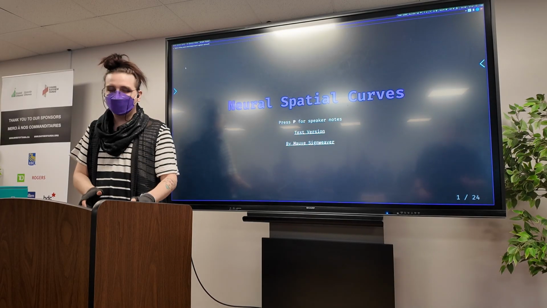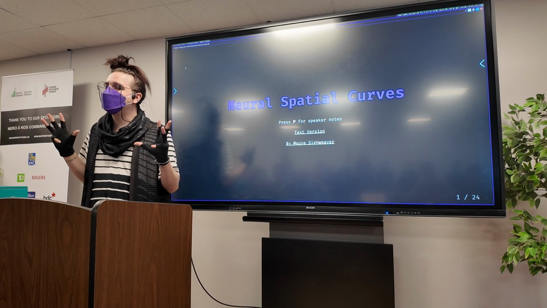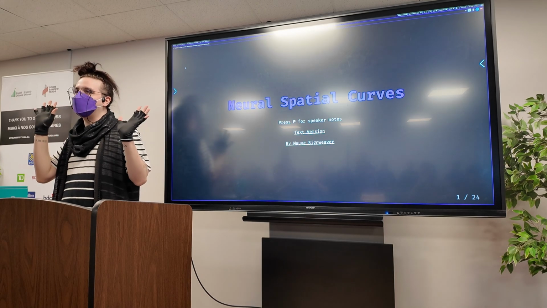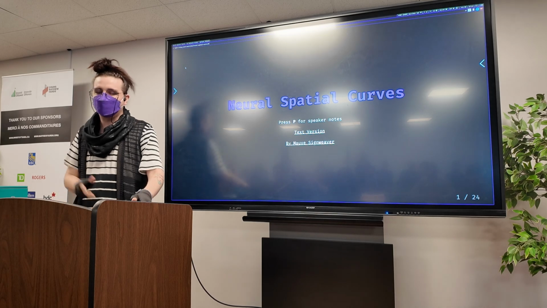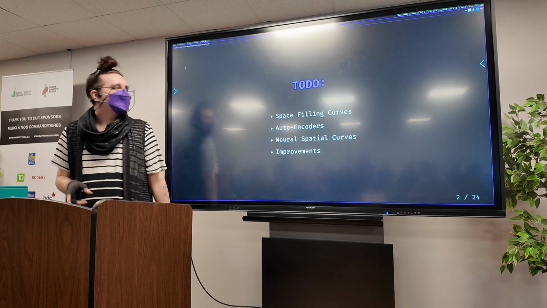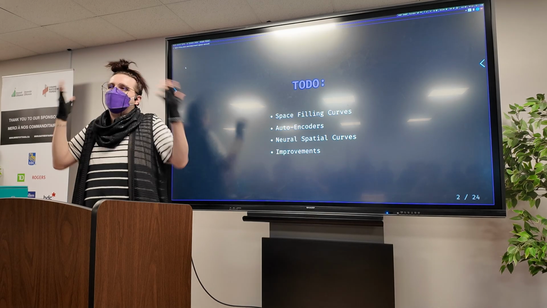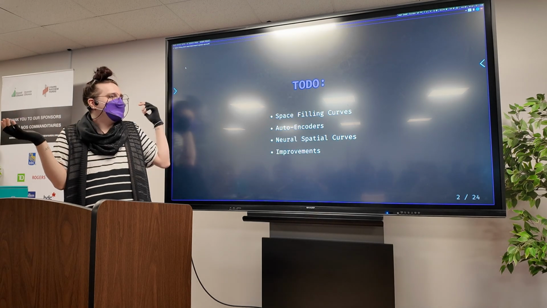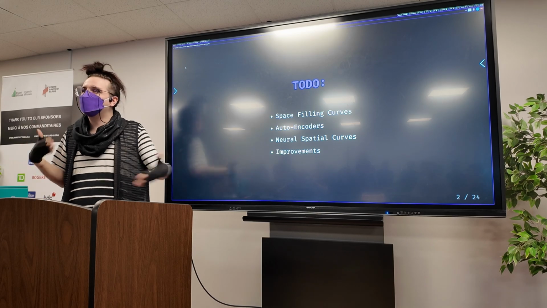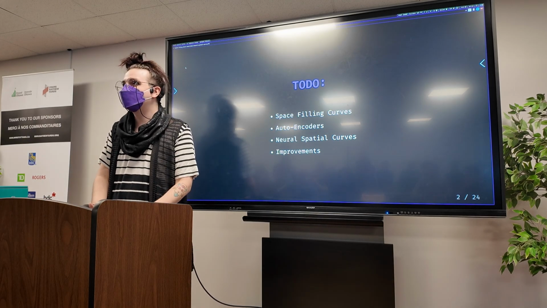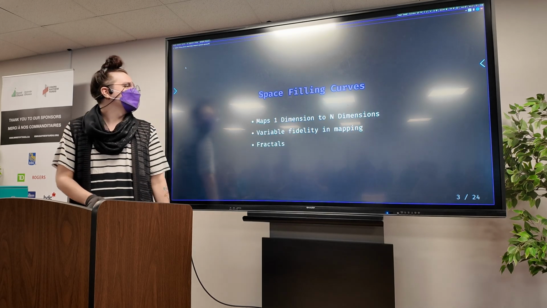All right, hello, so my name is Mo, and I'm going to be talking about this idea I've been tinkering with called neural spatial curves, but really it's going to be about autoencoders and TensorFlow. So what we're going to do is talk about space-filling curves, what an autoencoder is for those that don't know, what neural spatial curves are, and also some of the improvements I went through from my initial kind of DeepSeek R1 sketch of the model I wanted.